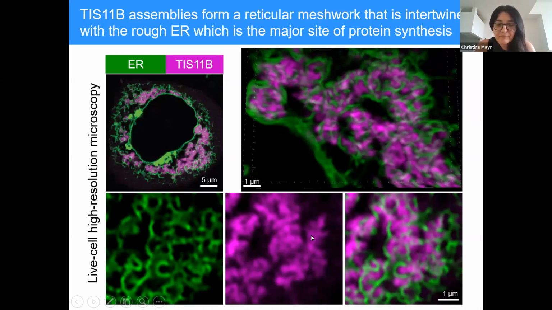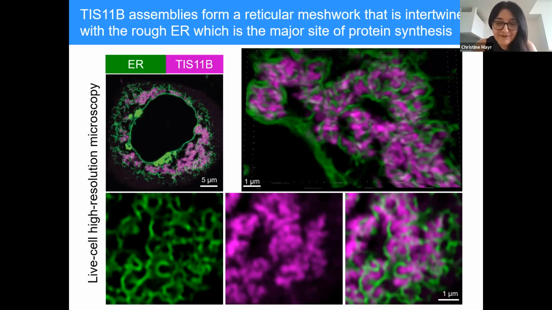At first we thought it actually looks quite similar to the ER, but after a while you notice it's a little bit more bulky. But it really shares a lot of surface with the ER, and it's mostly in the perinuclear region, which is the rough ER, the major site of protein synthesis in cells.